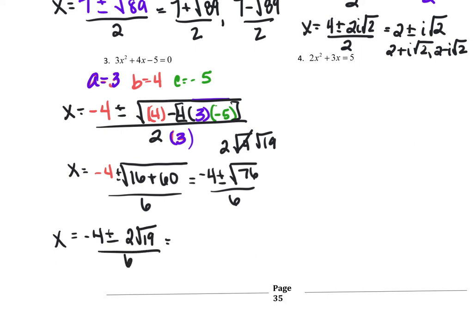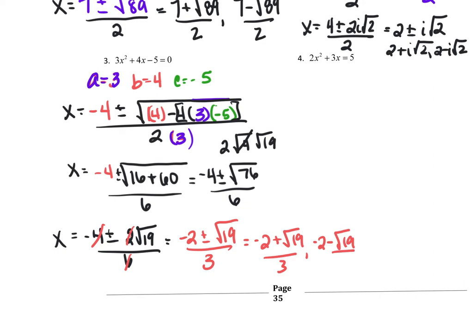And then again, we can start to clean things up because these are divisible fractions right here. 4, 2, and 6 all have a 2 in common, so I get negative 2 plus or minus, and then 2 divided by 2 is 1, so that'll just be the square root of 19, and then 2 divided by 6 is 3. So my solutions are negative 2 plus square root of 19 divided by 3, or negative 2 minus square root of 19 divided by 3.